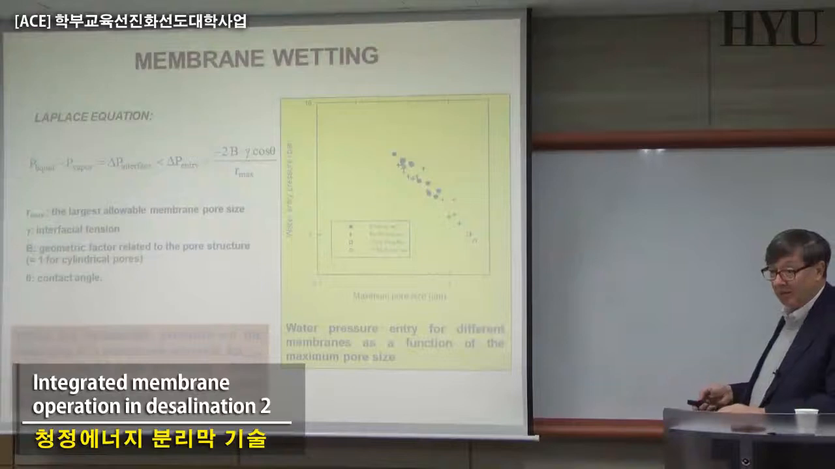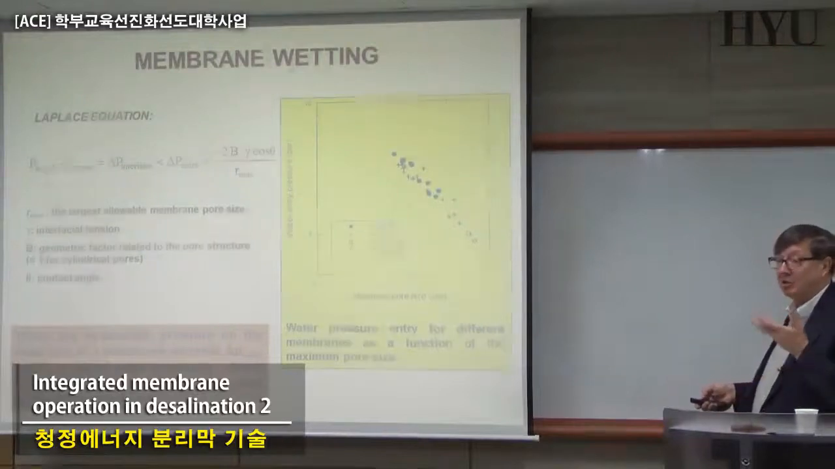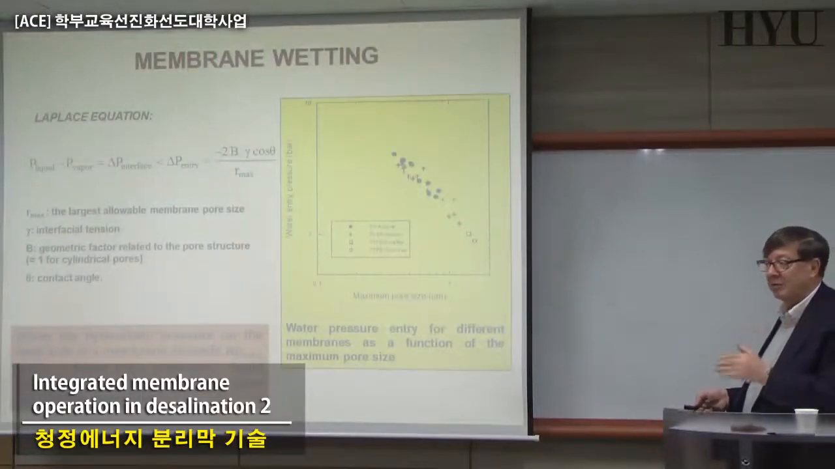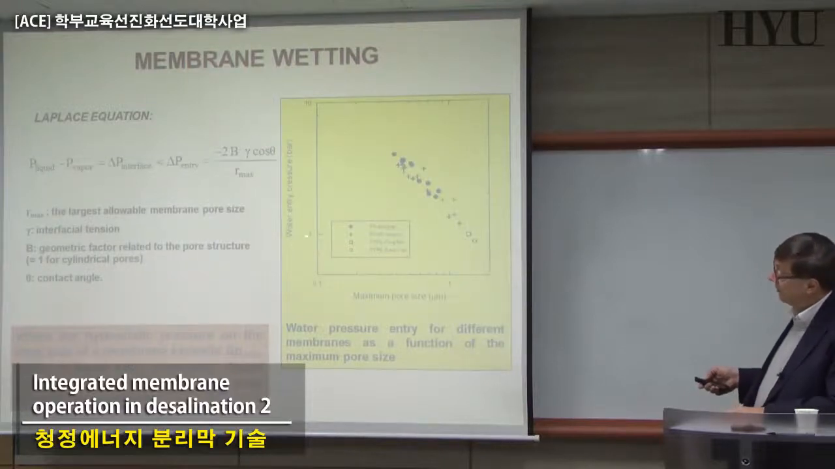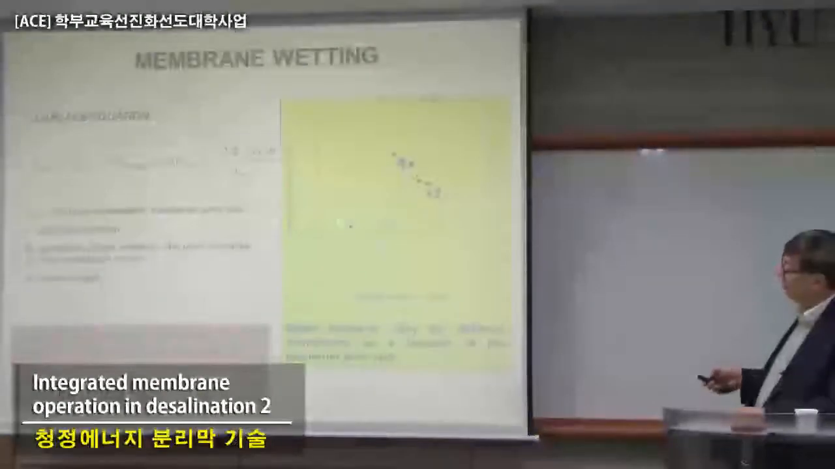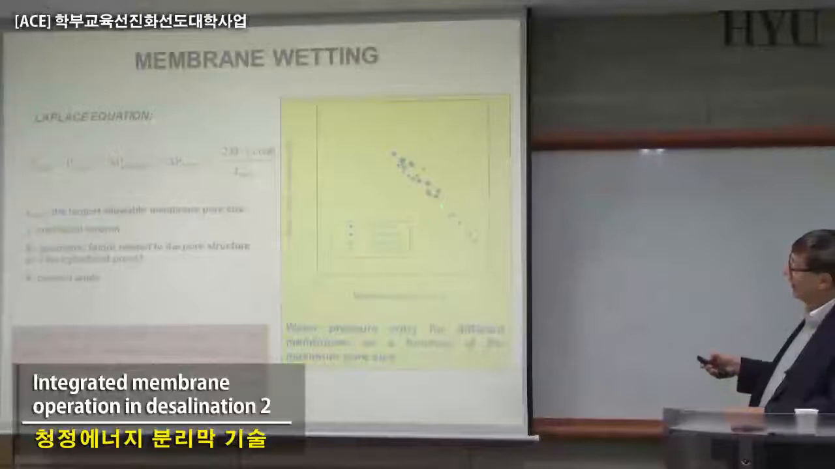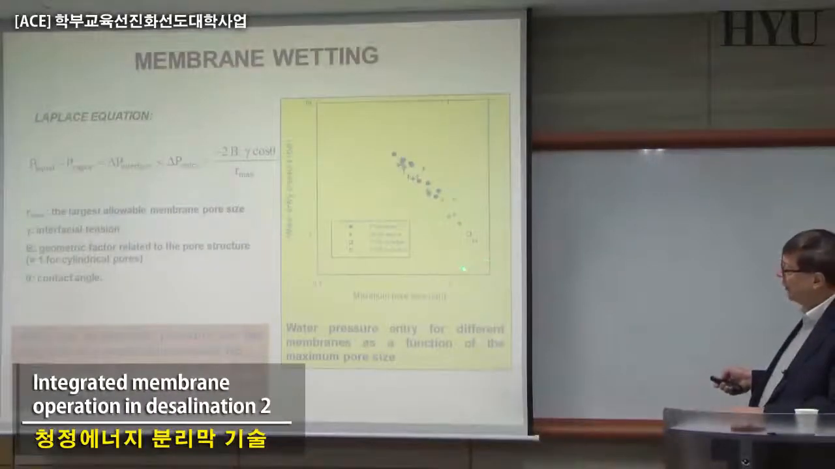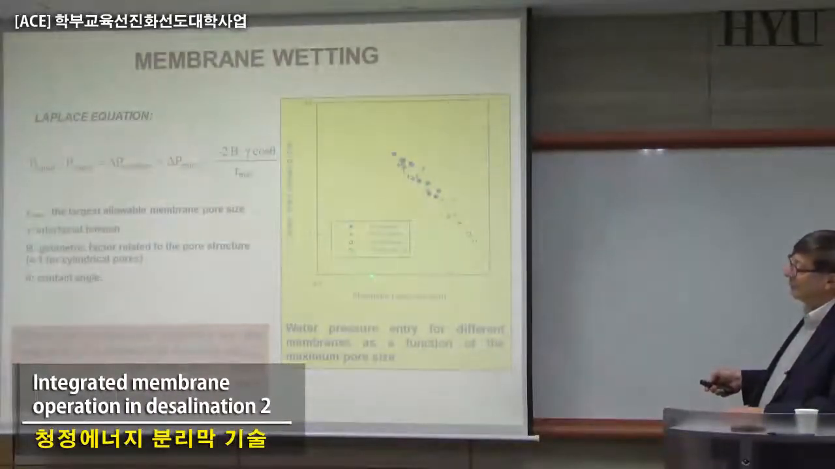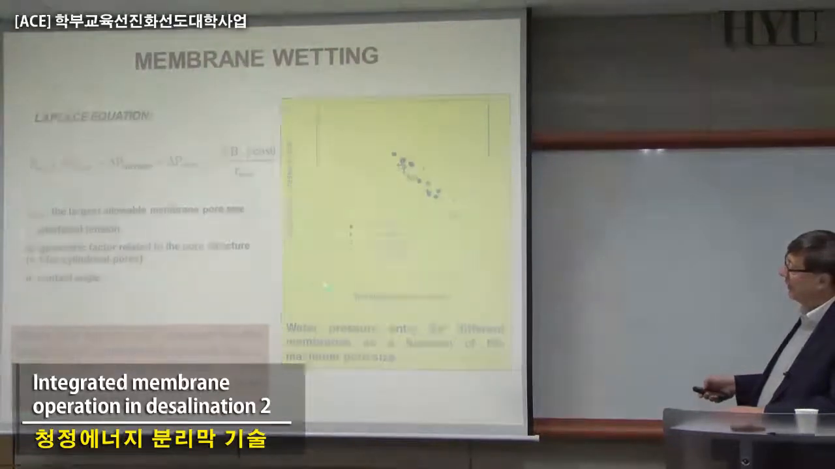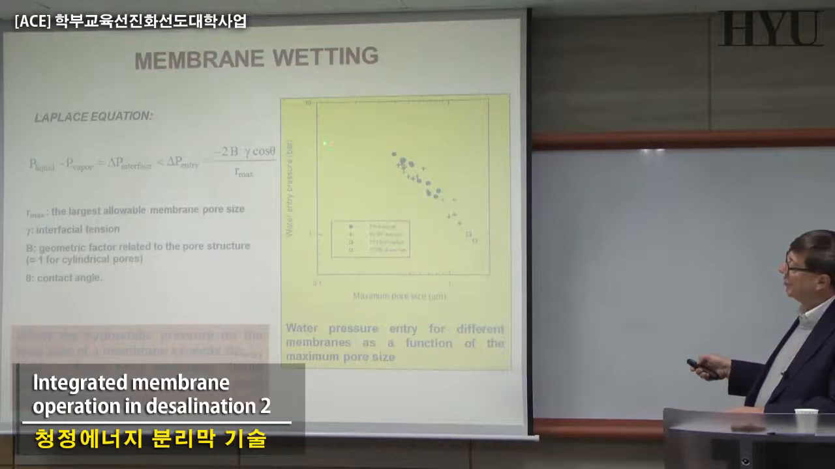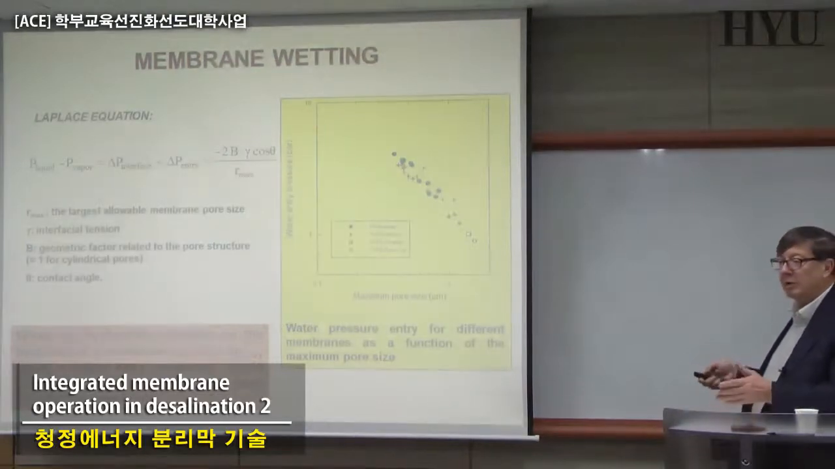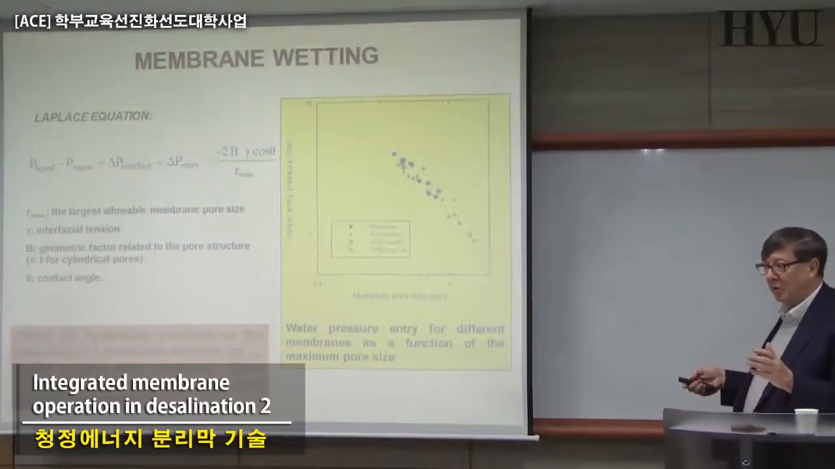We don't want to have this. We only want to have evaporation at the interface. If liquid is going in, we don't like it. So you must be careful. The water entry pressure as a function of the pore size has this kind of behavior. So when you have a pore size lower than 0.1 micron, 0.2, the liquid entry pressure is up here, and so you are safe. You can operate. No liquid will go through.